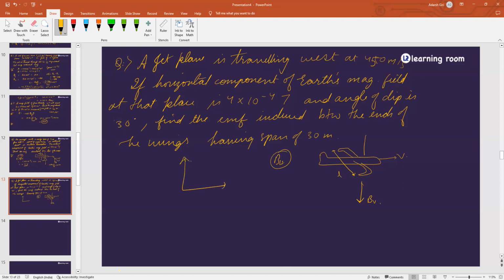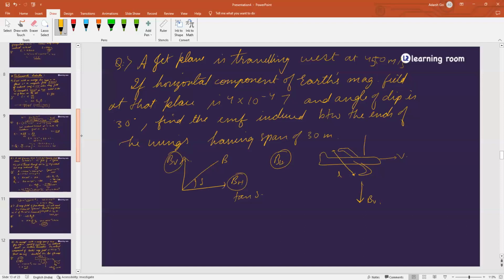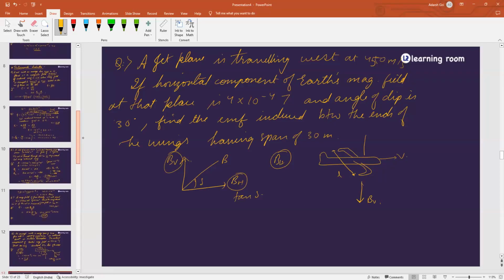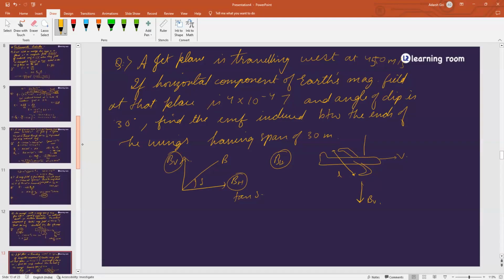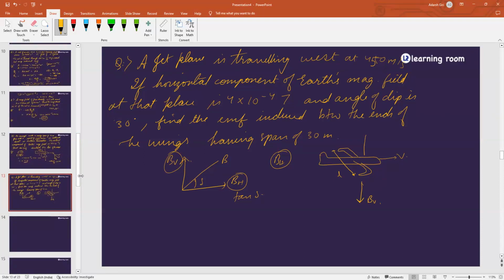This is the graph. This is the magnetic field. This is the horizontal component. This is the vertical component. This is delta. Can you relate BH and BV by tan delta? Now try to solve. Tan delta will be what? BV by BH. So BV will be what? BH tan delta.